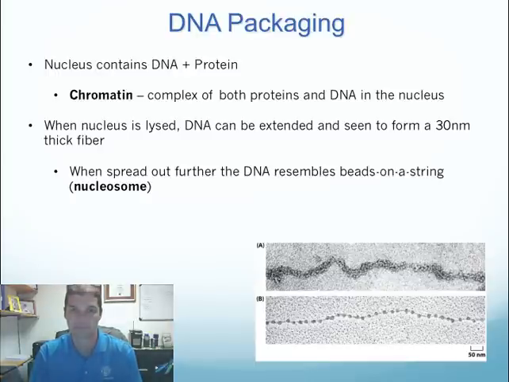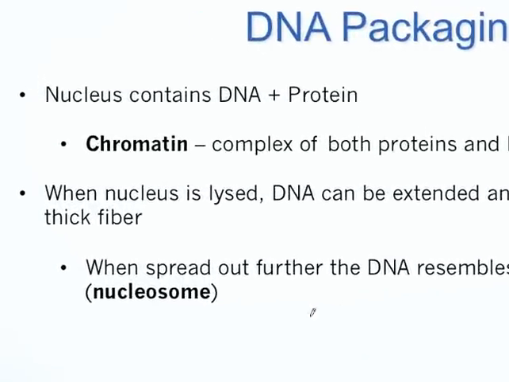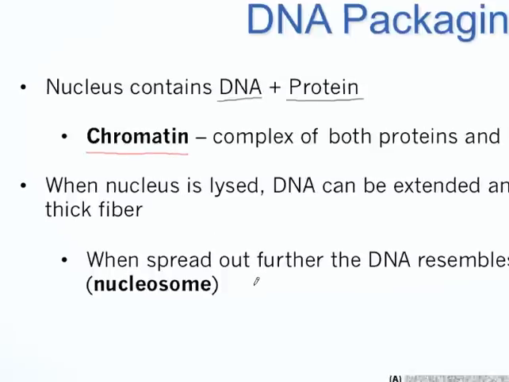So, one thing to remember to begin with is that inside the nucleus, you have a complex of DNA and you have a complex of protein. Okay, DNA is in complex with protein, and this is what we call chromatin. So chromatin is the complex of both proteins and DNA inside the nucleus.